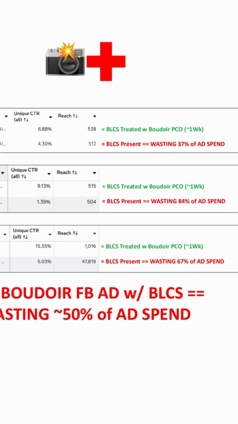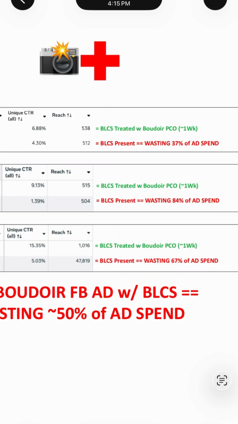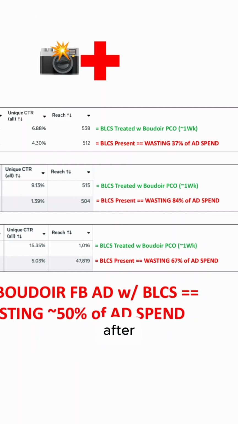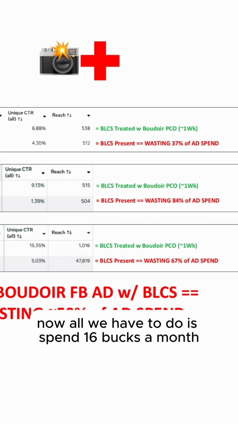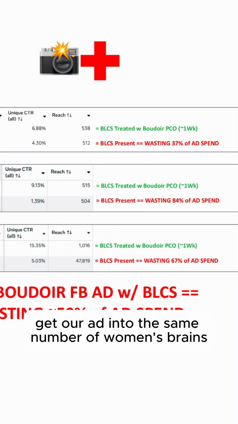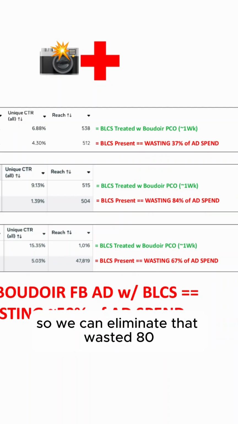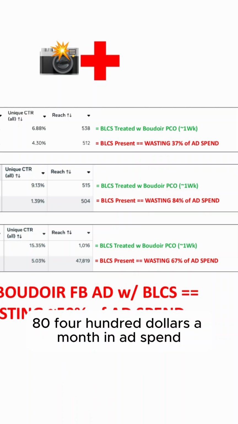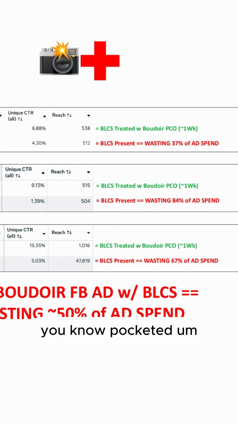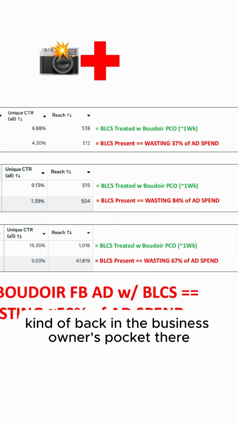Insanely good. And so we found out that the original Boudoir Facebook ad was wasting 84% of its ad spend. So again, if they're spending 10 grand a month on the original Boudoir Facebook ad, now all we have to do is spend 1,600 bucks a month on the Boudoir Pico treated ad, and both options get our ad into the same number of women's brains. So we can eliminate that wasted $8,400 a month in ad spend, pocket that. It's literally like 100 grand, a bonus back in the business owner's pocket there.